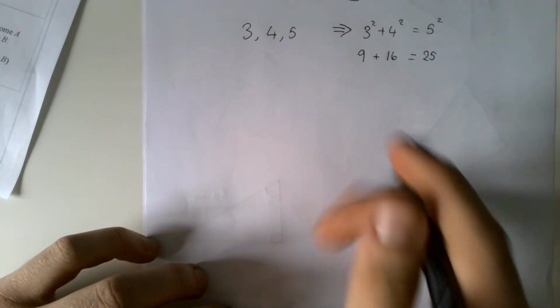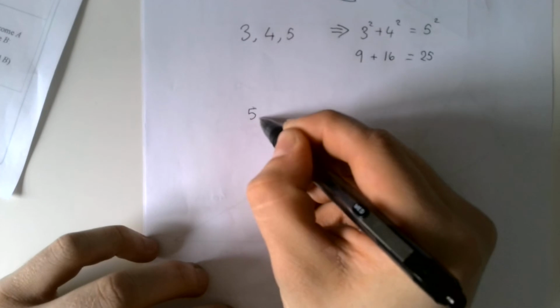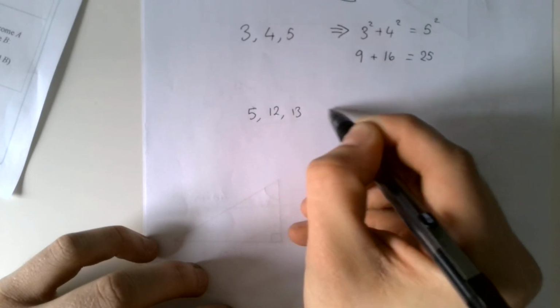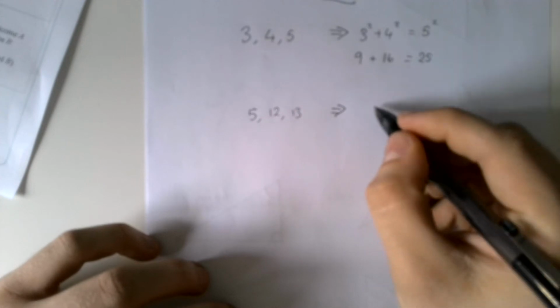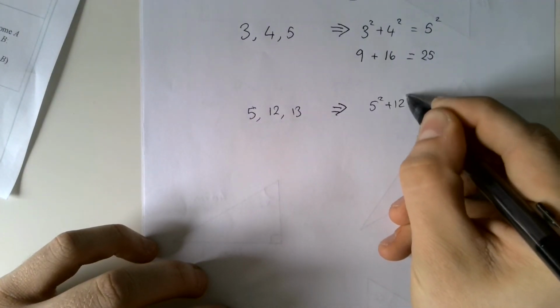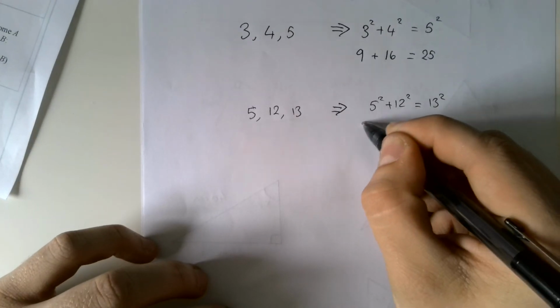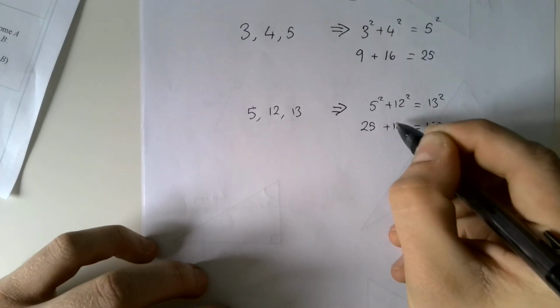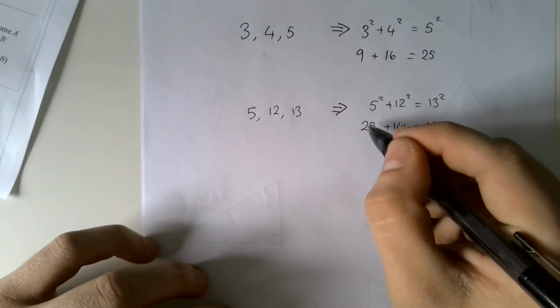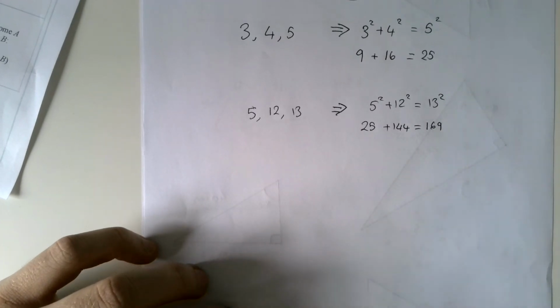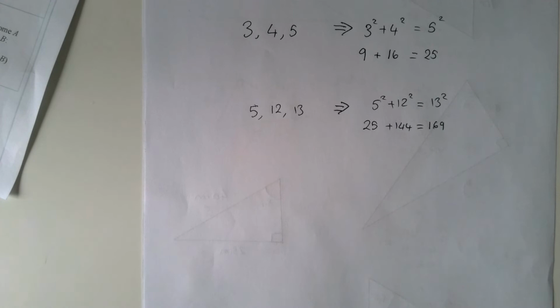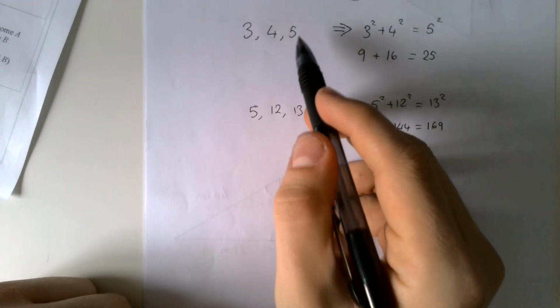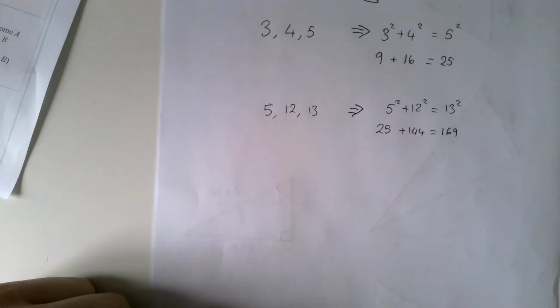The other quite common one that you see is 5, 12 and 13, okay, as we just saw in that question 3, because 5 squared plus 12 squared equals 13 squared. 25 plus 144 equals 169. Okay, so adding these two together gives me 169, squaring 13 gives me 169. So it's not just those specific 2, those are the main ones. However, any multiples of these are Pythagorean triples.